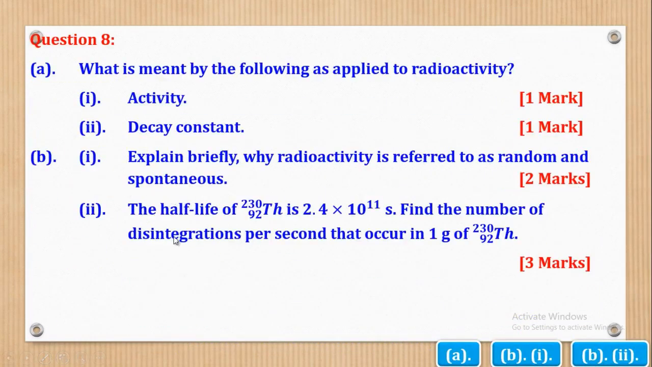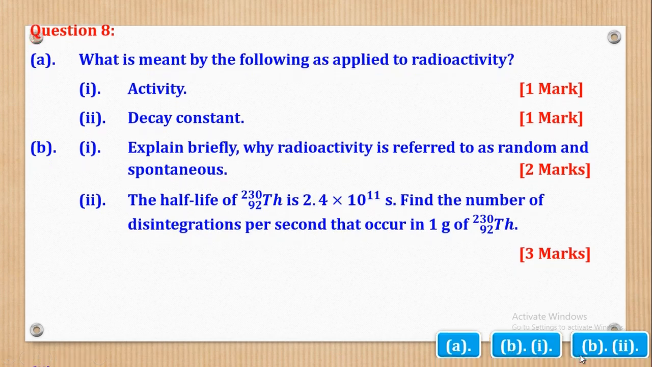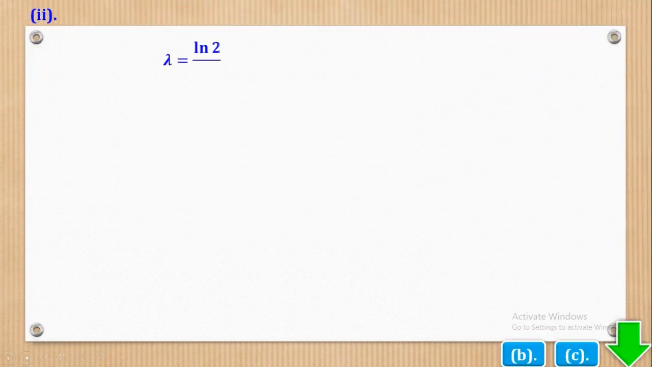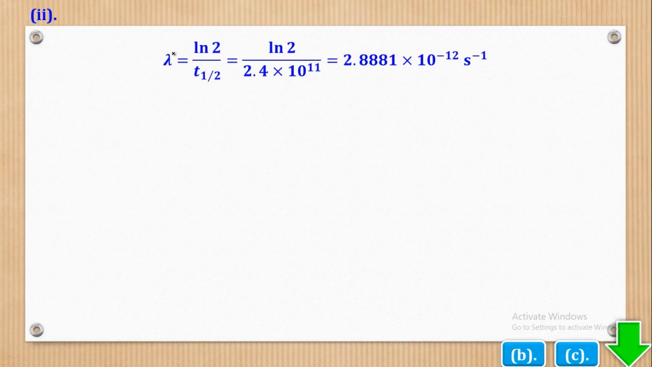Part B Roman 2 says the half-life of thorium 230 is 2.4 exponent 11 seconds. Find the number of disintegrations per second that occur in 1 gram of thorium 230. So first of all, the decay constant is given by that formula, ln 2 over half-life. So we substitute: ln 2 is there, half-life is there, to come up with that as the decay constant.